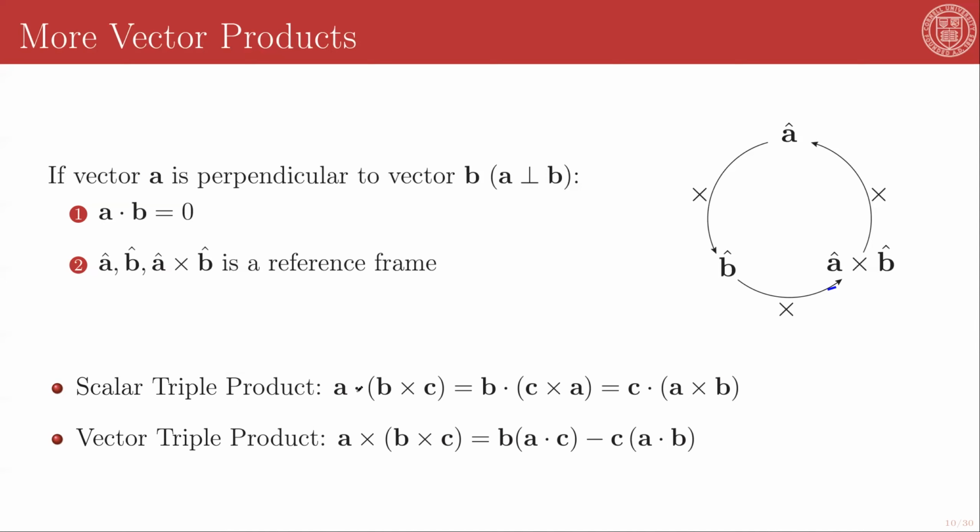The first is the dot cross triple product. And so this gives us a scalar value. So it's a scalar triple product because B cross C gives us a vector, and then A dotted into that vector gives us a scalar. And these can be circularly permuted to give the exact same result. So A dotted into B cross C is the same thing as B dotted into C cross A, is the same thing as C dotted into A cross B.